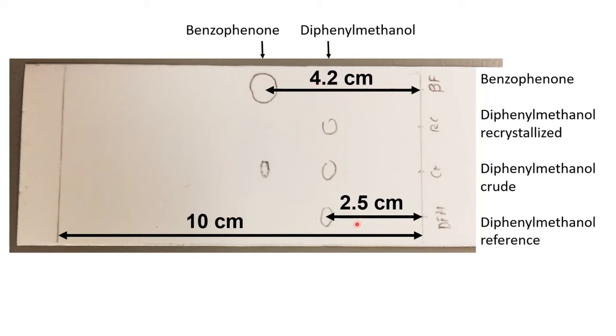And so what we wanted to see from here is, the benzophenone has a higher RF value compared to the diphenylmethanol. And so we can use this to clearly differentiate between here is where we would see the benzophenone, down here is where we see the diphenylmethanol.